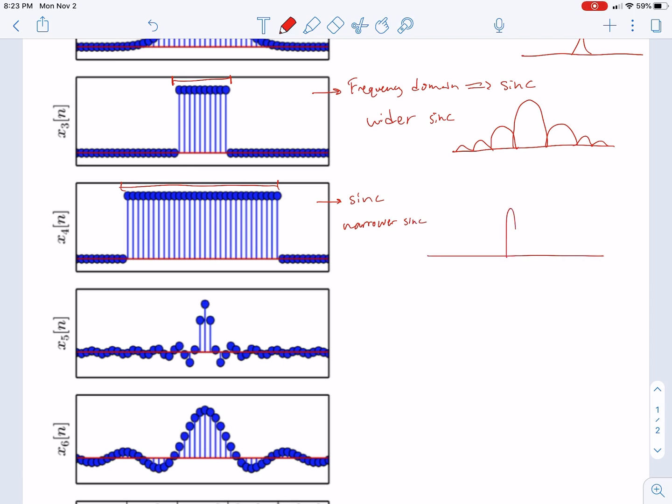It's going to look like something like that. So the takeaway here is that a shorter rectangular pulse in the time domain corresponds to a wider sinc function in the frequency domain, and a wider rectangular pulse in the time domain corresponds to a narrower sinc function in the frequency domain.